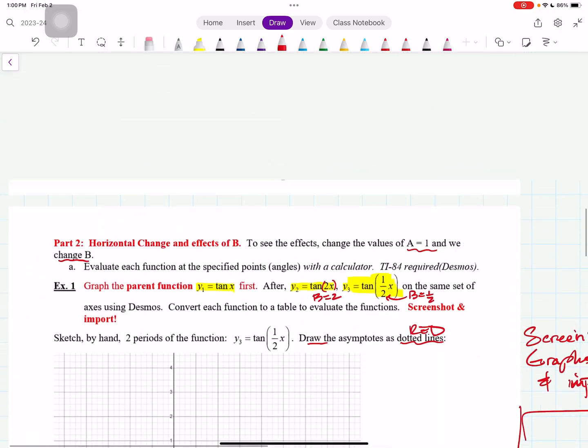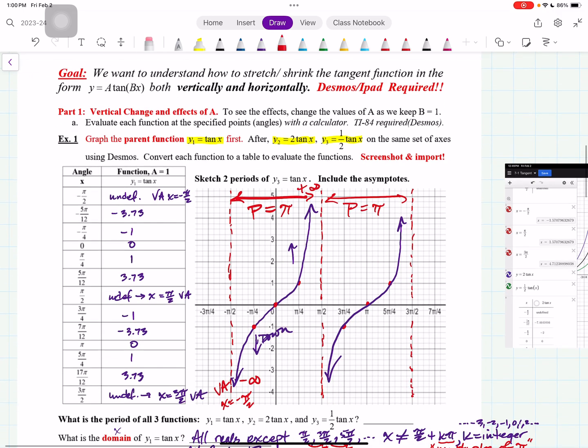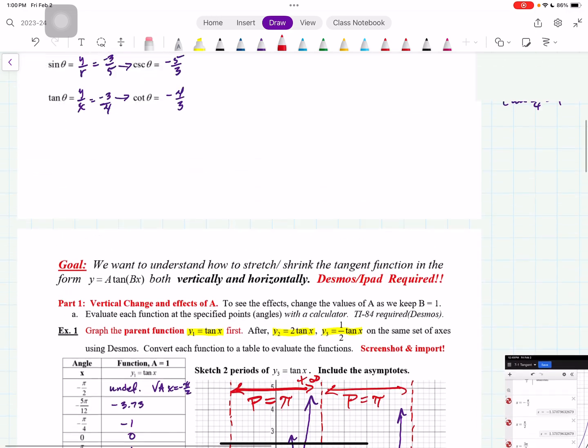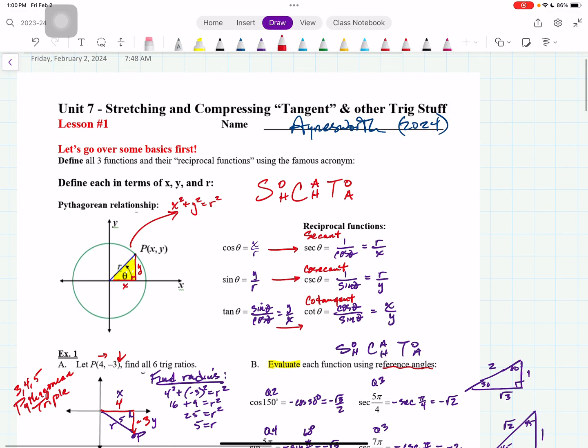Okay, this is Mr. Aynesworth here. Hopefully that gave you an idea of what happens to the tangent function and how the tangent function is created, where it's defined and undefined, and so on. And of course, we went through the basic definitions of all 6 trig functions.